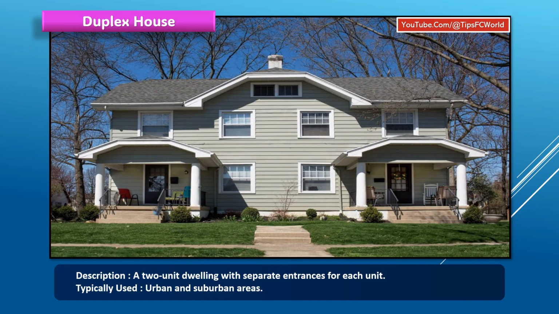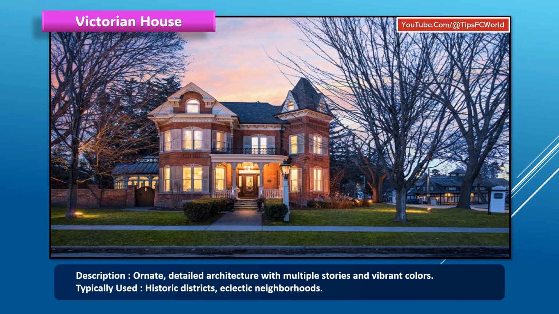Duplex house. A 2-unit dwelling with separate entrances for each unit. Typically used in urban and suburban areas. Victorian house. Ornate, detailed architecture with multiple stories and vibrant colors. Typically used in historic districts, eclectic neighborhoods.